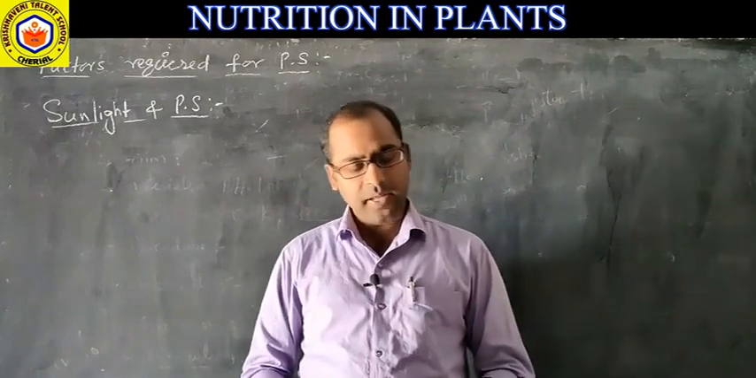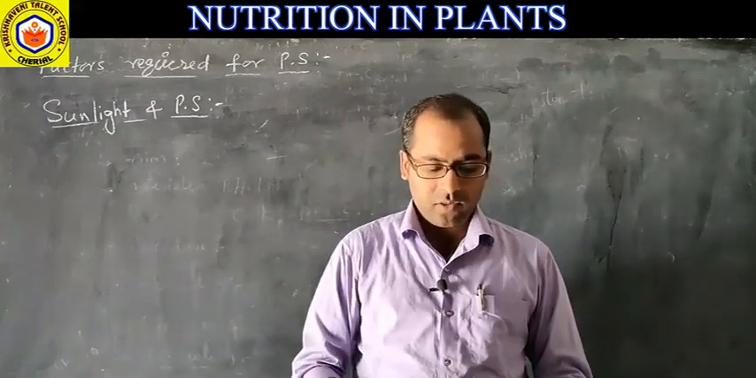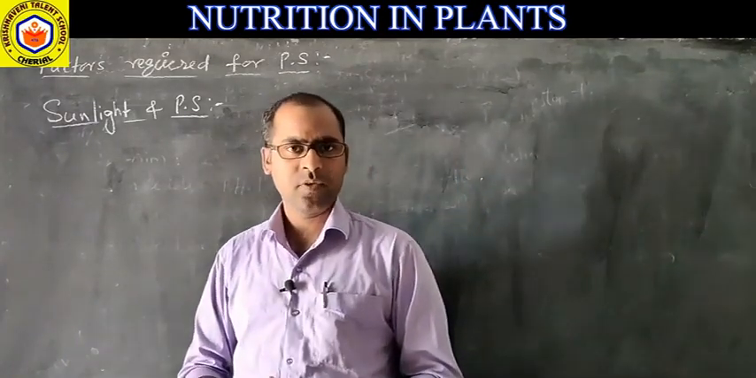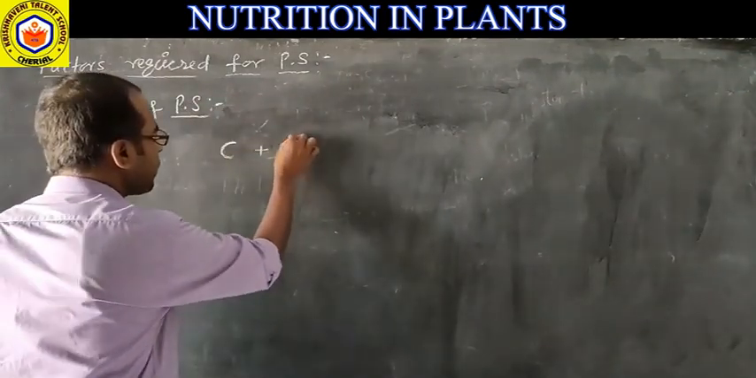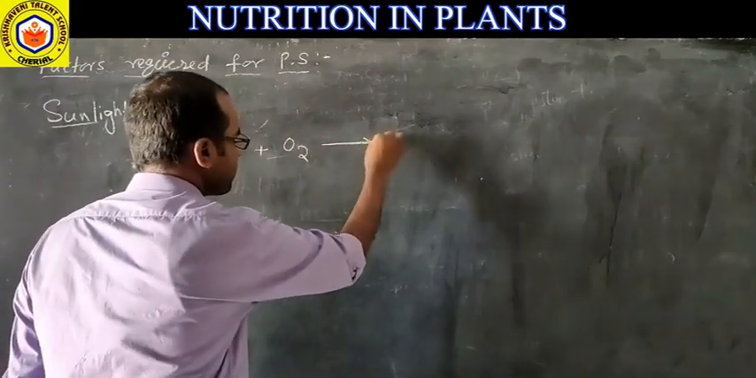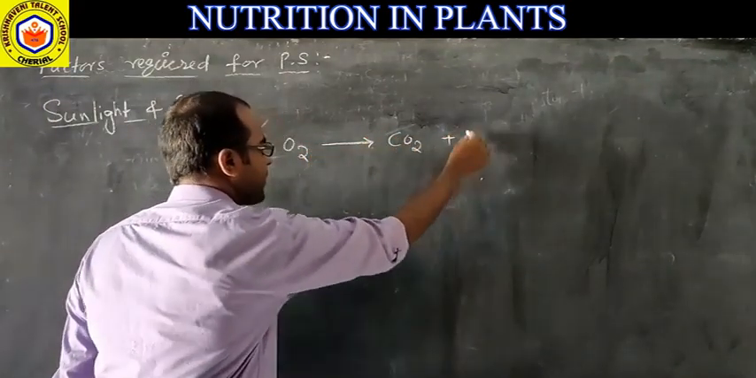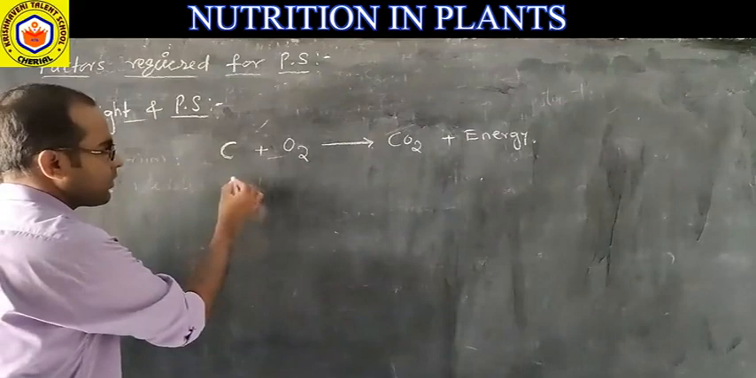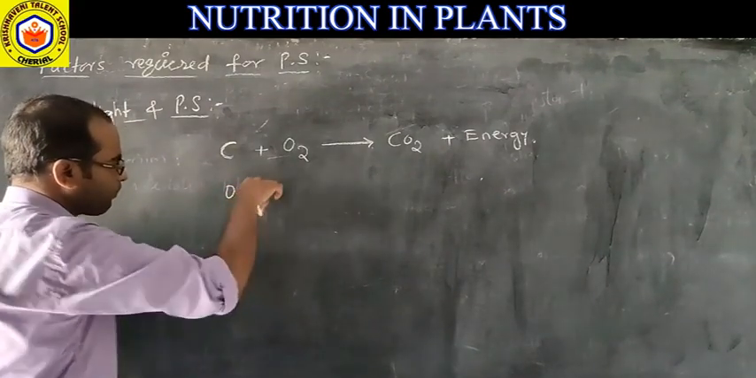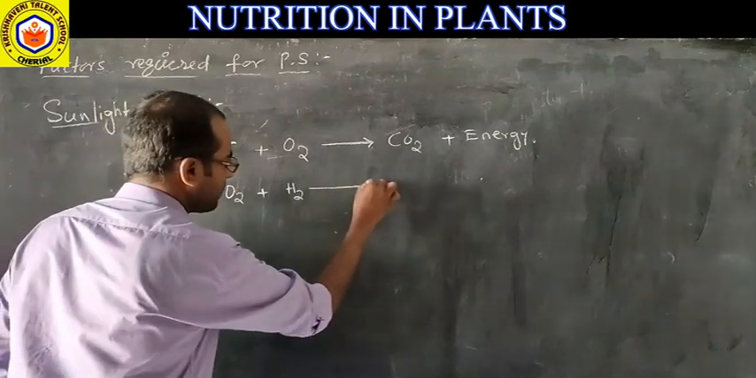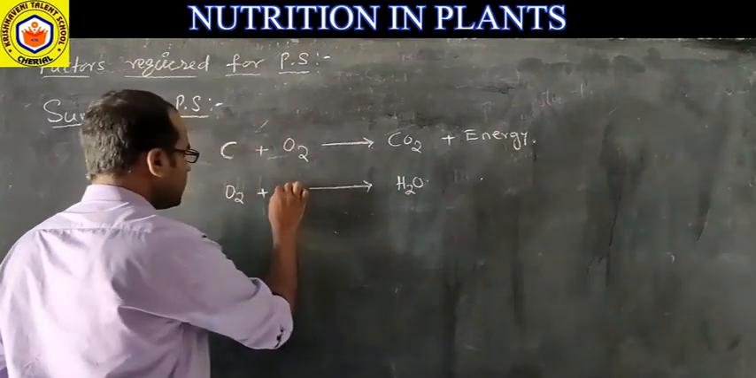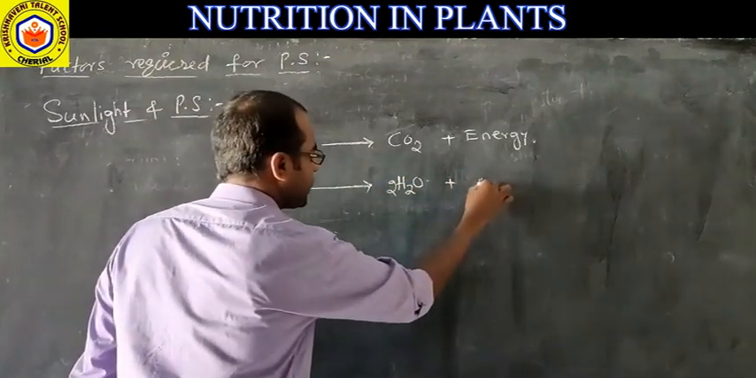If energy is released when carbon dioxide and water are formed by combining oxygen with carbon and hydrogen, then what about the reverse? Let us decode this statement. When carbon is combining with oxygen, it forms carbon dioxide plus energy. And when oxygen is combined with hydrogen, it forms water and energy.